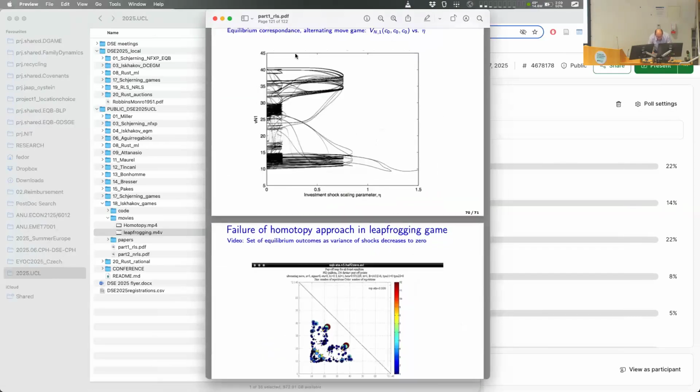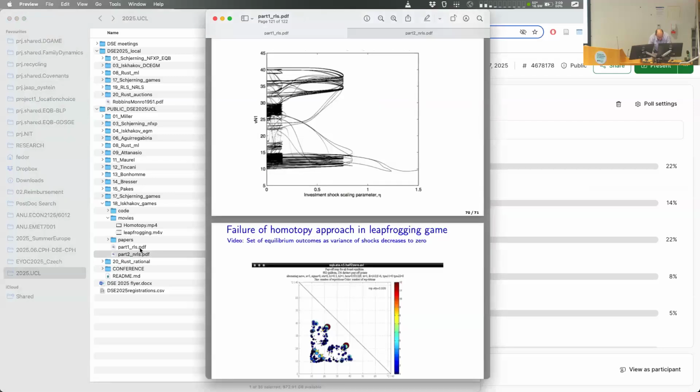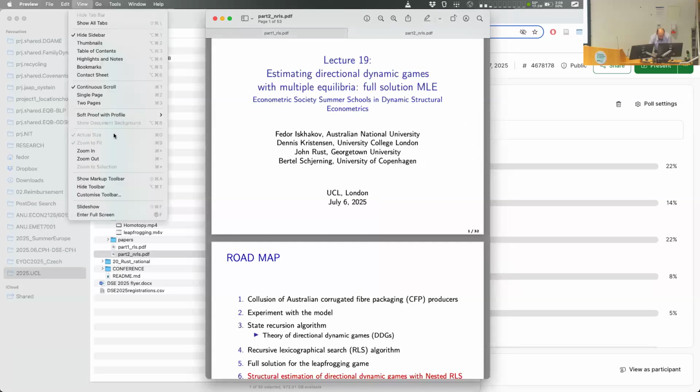Okay, I think I'm done talking about the leapfrogging model, and I can go back and talk about estimation of the directional games in general again.